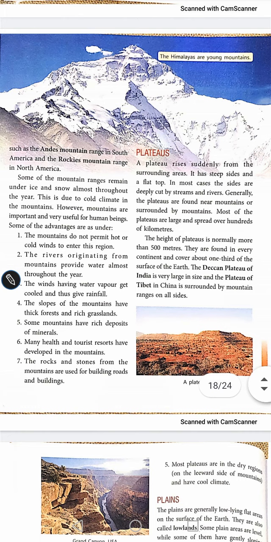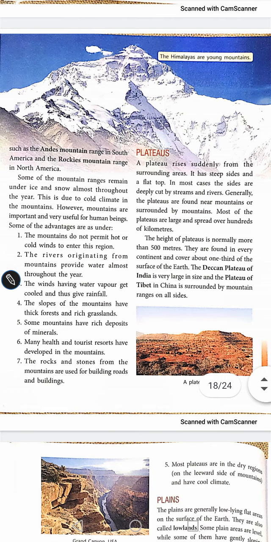Look, we have discussed mountain height. It is above 900 meters, but the height of plateaus is 500 meters. They are found in every continent, all seven continents in the world, and cover about one third part of the earth's surface.